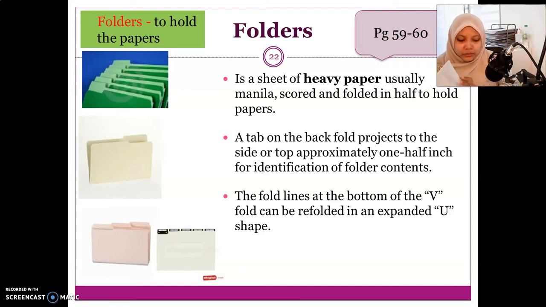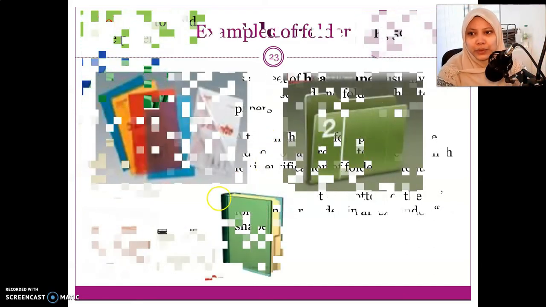Okay, masa beli tu, kalau masa isi tu mungkin kita boleh jadi V, tapi bila dah banyak, dia akan jadi U. Alright, this is what we call the refolded in expand U shape. Okay. Alright, let's go to the next slide.